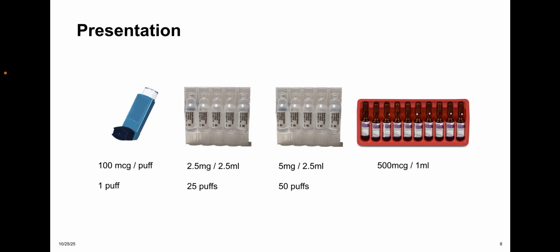In terms of presentation, it can come in a multitude of different forms. We've got the trusty blue inhaler that we're all aware of, which one puff would be equal to about 100 micrograms of salbutamol. We can get these nebules for aerosolizing, which can come in either 2.5 or 5 milligram nebules, and they'd be equivalent to 25 to 50 puffs of an inhaler. Or when we're thinking more critical care and in hospital treatment, we can get IV salbutamol.